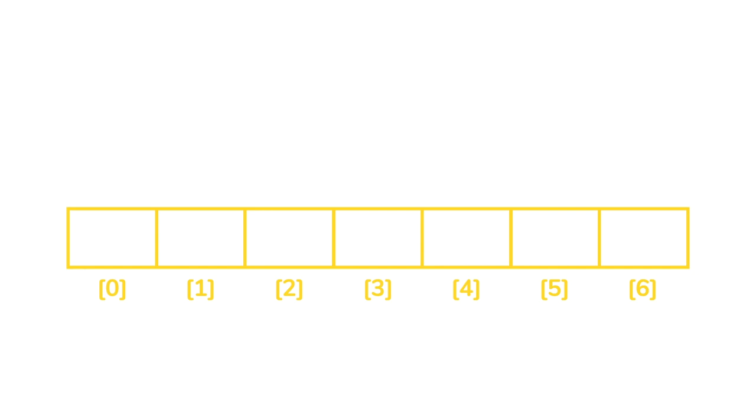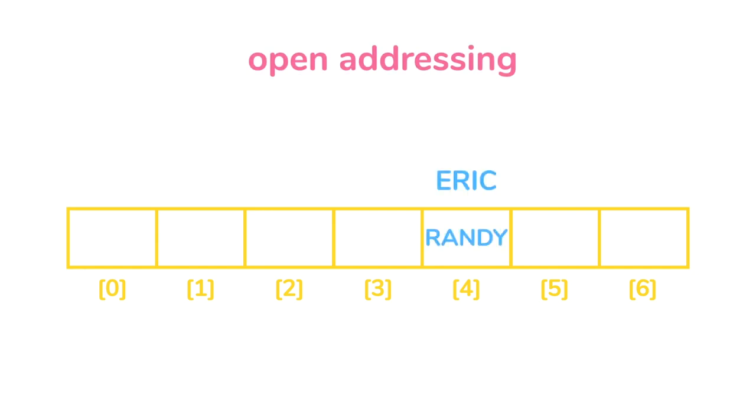First, let's see what open addressing is. If the spot for Randy is already taken, we just store Eric in the next index.